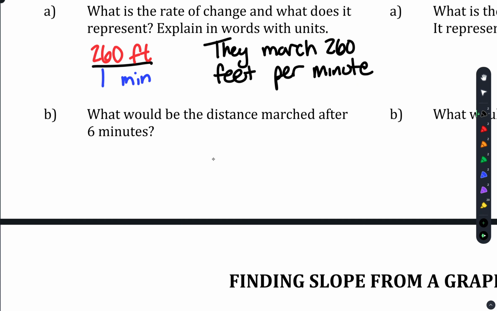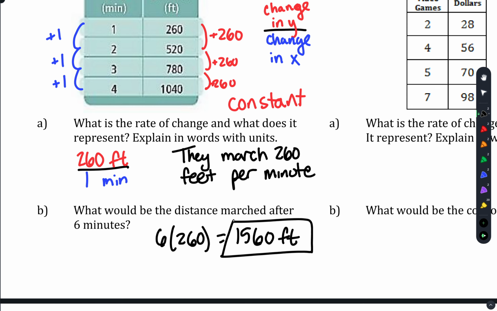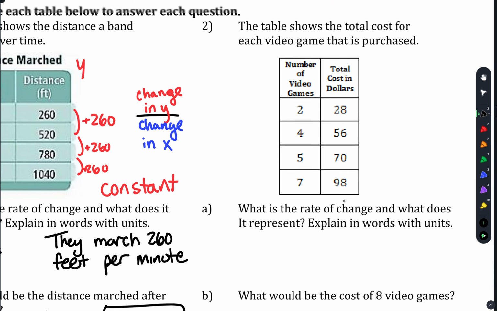What would be the distance they marched after 6 minutes? How would I find it? James. 6 times 260. Every minute they march 260 feet, so let's multiply that by 6 minutes. I believe I get 1,560 feet. Questions there?